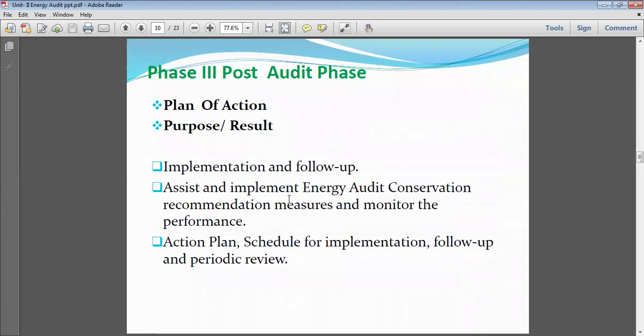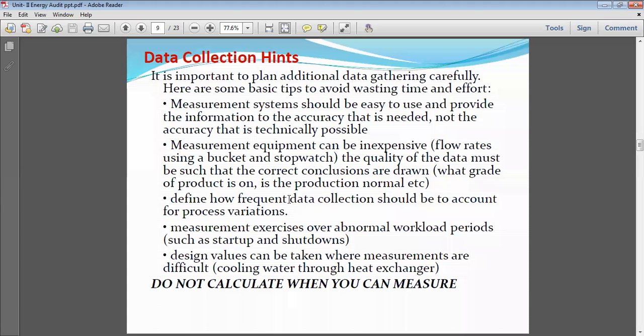The post audit phase. Next time we will continue with the post audit phase. Today we have discussed the pre audit phase, highlights of some pre audit phase, and the detailed energy audit phase.